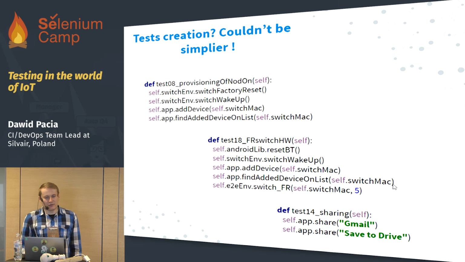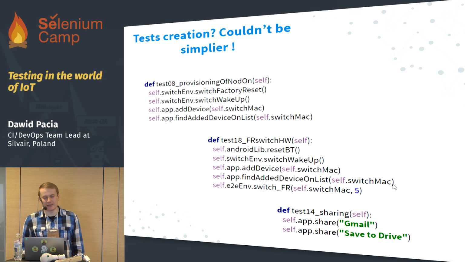And we are doing the same factory reset, so removing all the data, then waking up the device from the application and checking if it's on the application. The second example is quite similar. I don't know why we are resetting Bluetooth, so don't look at this, but we are waking up the switch, then adding the device, checking if it's on the list, and then factory reset of the switch.